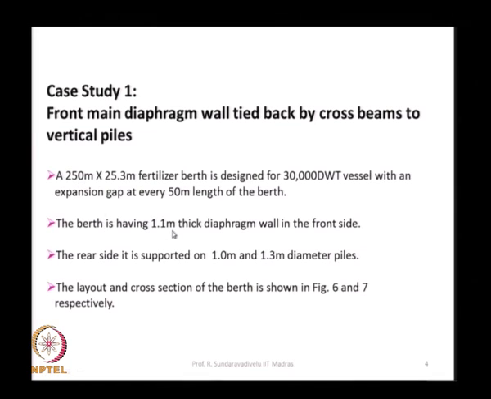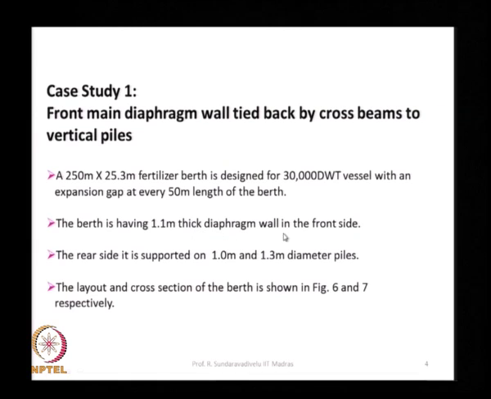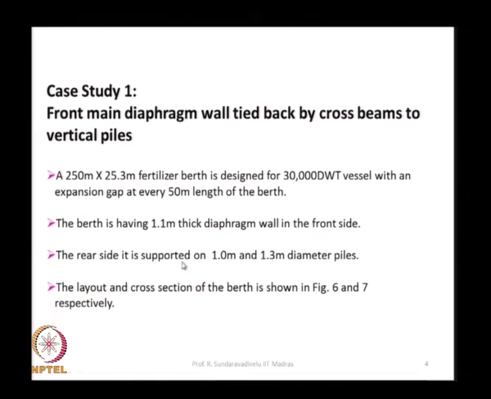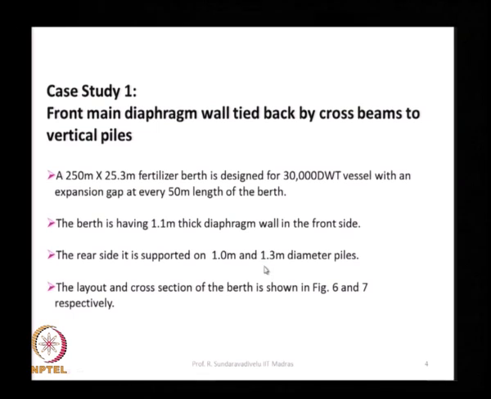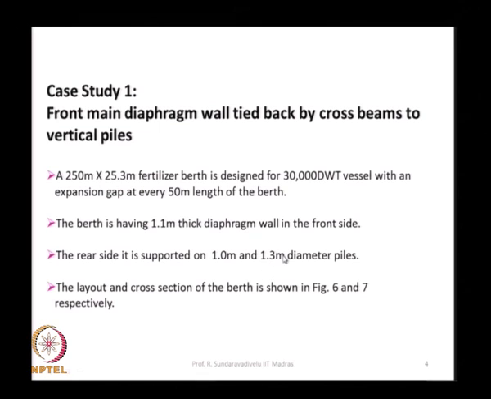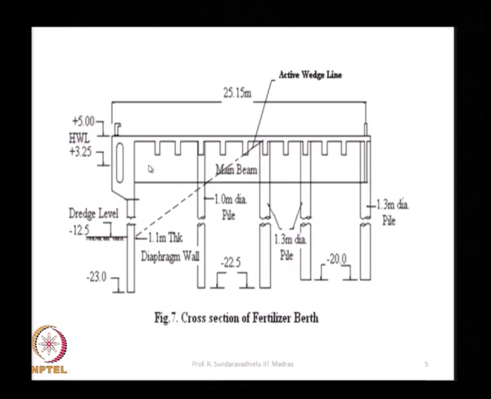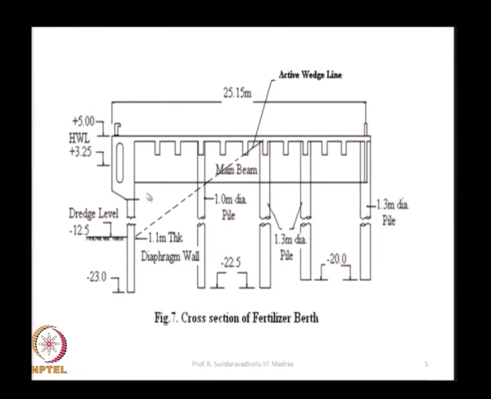The berth has a 1.1 meter thick diaphragm wall on the front side. The rear side is supported by 1 meter diameter piles and 1.3 meter diameter piles, and the cross section is shown here. This is your front diaphragm wall, which is 1.1 meter thick. This pile is 1 meter diameter. These two piles are 1.3 meter. The last pile is 1.3 meters.